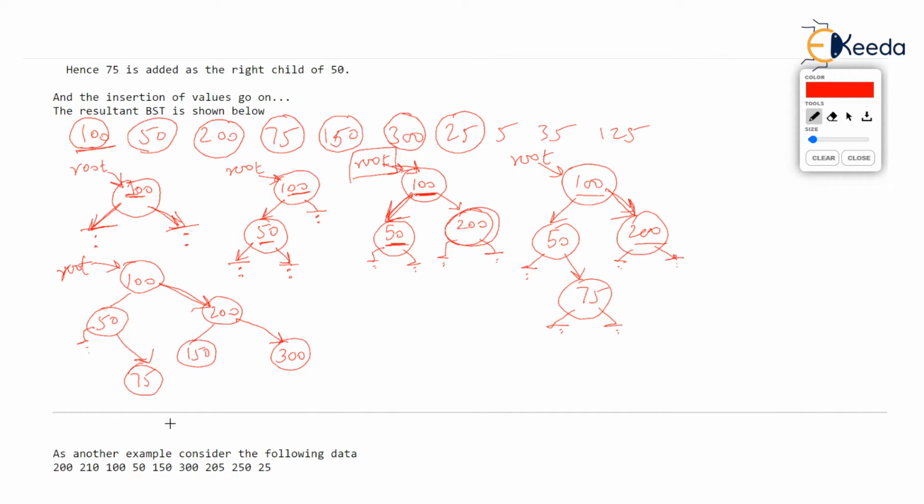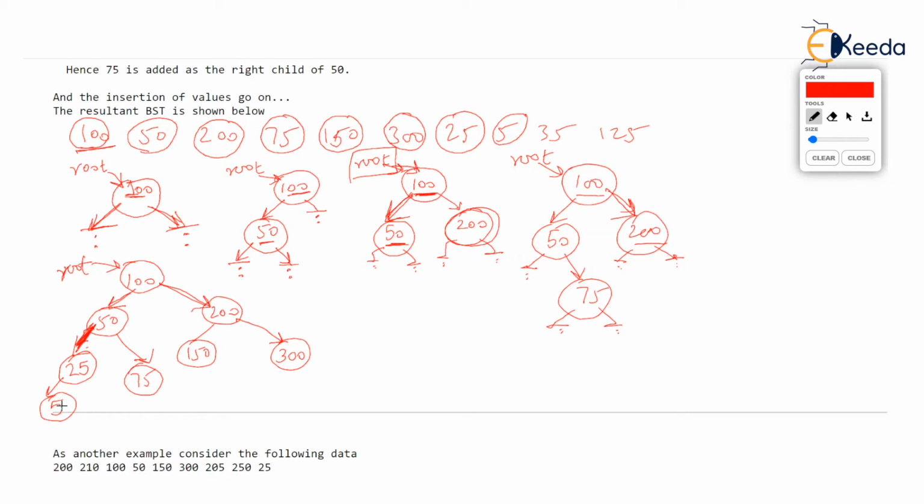25 is less than 100, the root value. So visit left, but left is 50. 25 is less than 50. So 25 will go to the left of 50, and left and right of 25 will be null. I am not showing that. Next value is 5. It is understood then. It will go to the extreme left. 5 will be added to the left of 25 because it is less than 100, less than 50, less than 25. And left of 25 was empty. It was null. So 5 was added.